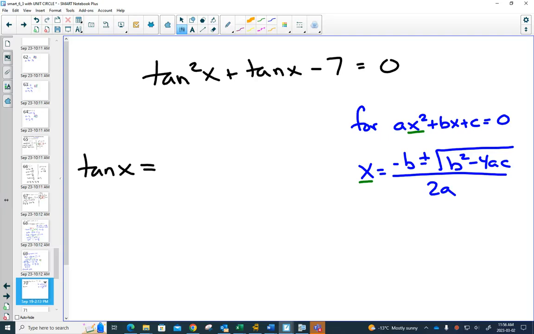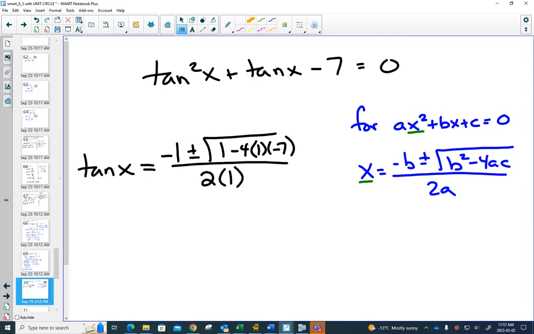Our b value is 1, so it would be negative 1 plus or minus the square root of b squared, 1 times 1 is 1, minus 4 times the a value, which would be 1, times the c value, negative 7, over 2 times a, 2 times 1. This simplifies to negative 1 plus or minus the square root of 29 over 2.